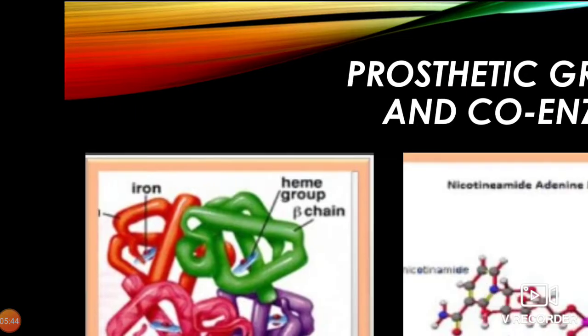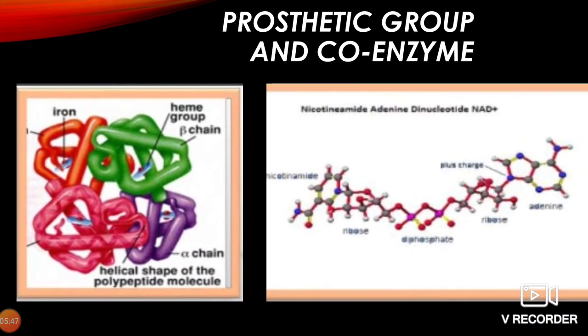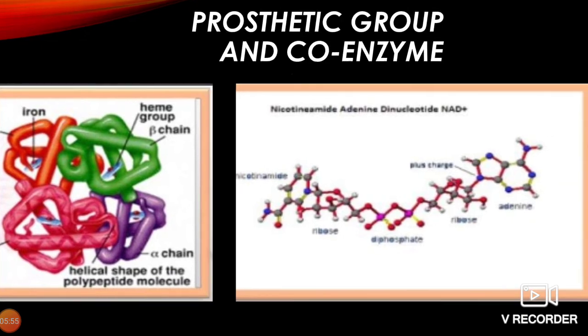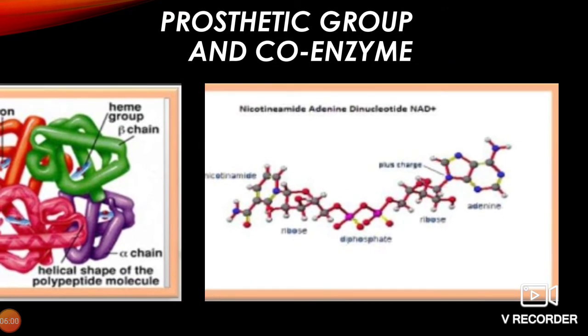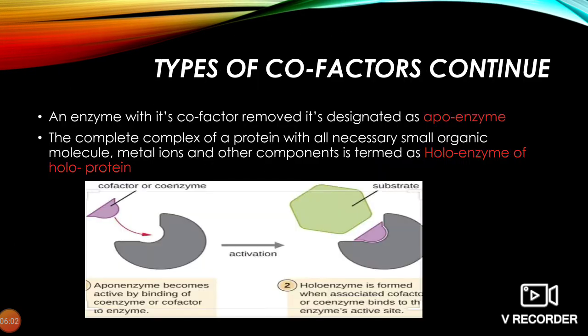As for the prosthetic group and coenzyme: the prosthetic group is shown with the heme group, beta chain, and alpha chain, and the helical shape of the polypeptide molecule. The next one is nicotinamide adenine dinucleotide, or NAD+.